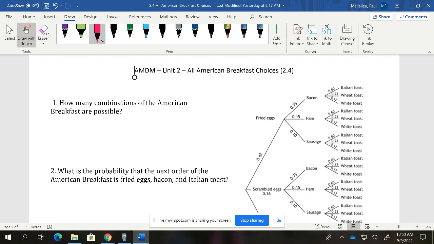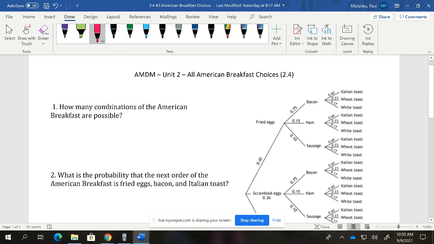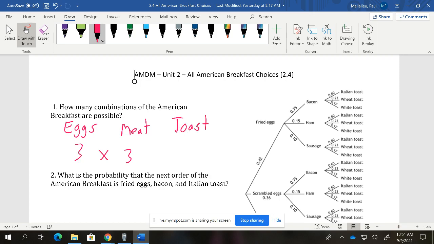So we're looking at this. You say, well, I see I've got fried egg, scrambled egg, and poached eggs. All right, so for our eggs, there are three choices. You've got bacon, ham, or sausage, so for the meat selection, you also have three choices. And then for our bread, or your toast, you could call it whatever you want, we have three options. So 3 cubed, or 3 times 3 times 3, is 27. So there'd be 27 possible combinations based off of those.